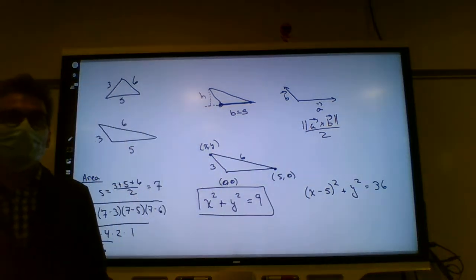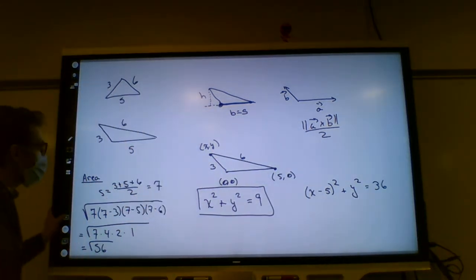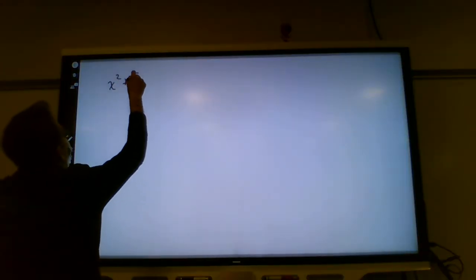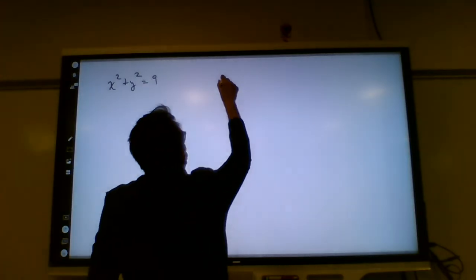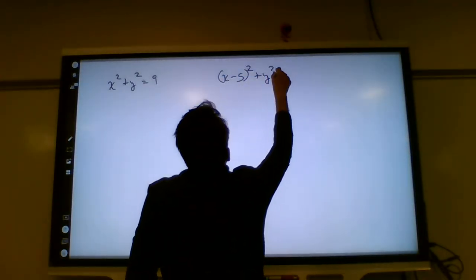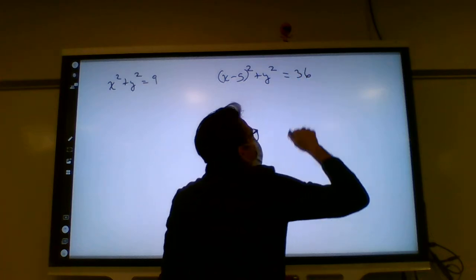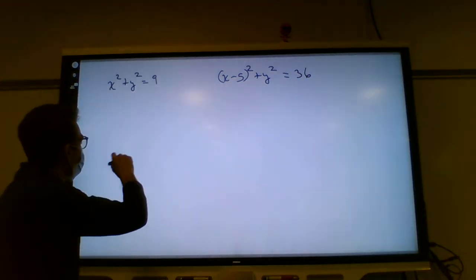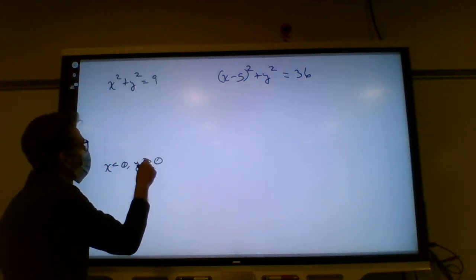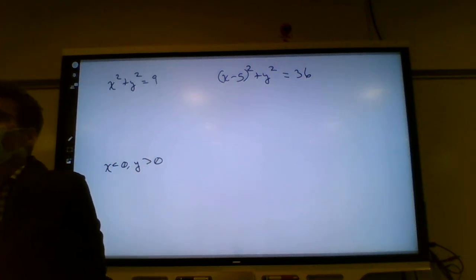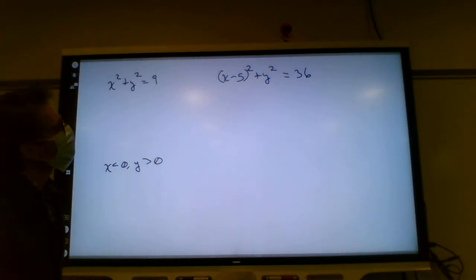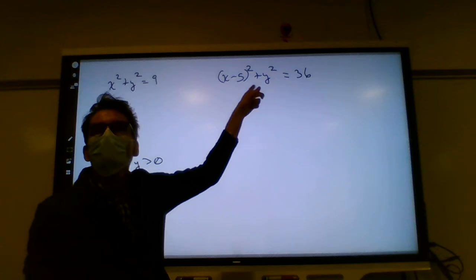Does that make sense? So we have two pieces of information. We have x squared plus y squared equals 9. And then we have this. We also know that x is less than 0 and y is greater than 0. So we have, I guess, 4 pieces of information in all. Can we do anything with that?